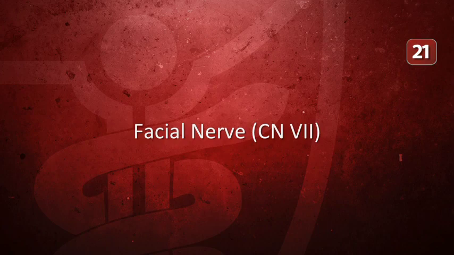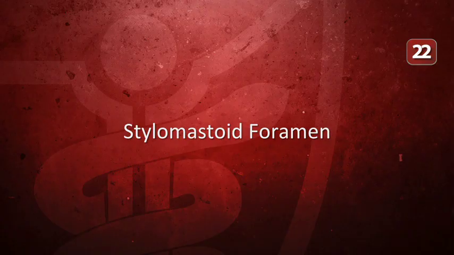Okay, so that's enough lecturing from me. Let's go over these questions. First one, what nerve is involved in Bell's palsy? So that should be easy. Remember, this is cranial nerve 7, the facial nerve. Next, what is the usual location of the nerve impingement in Bell's palsy? Remember, this is the stylomastoid foramen.